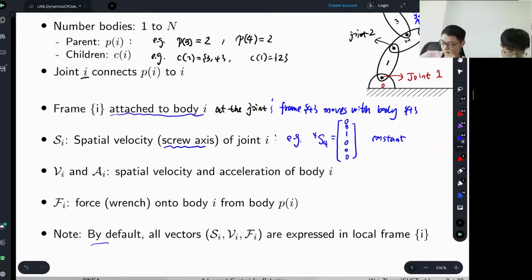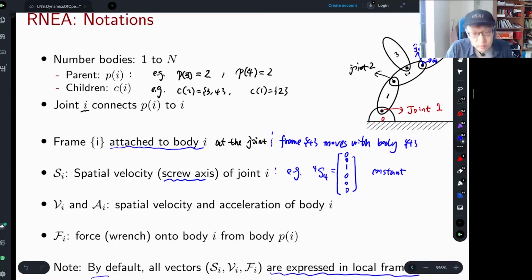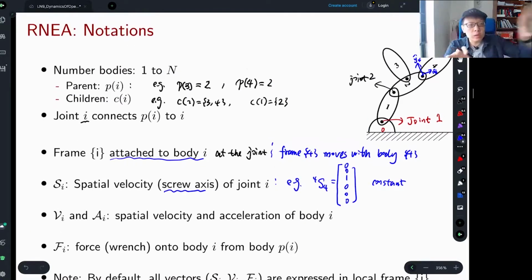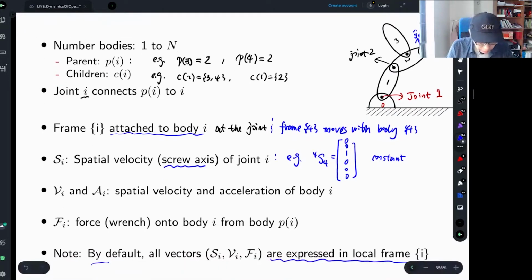By default, all my vectors here are expressed in the local frame. So if I move from body to body and want to add things up, I need to change coordinates. But for now, this is the most convenient setup. And so the spatial velocity and spatial acceleration of each body is this. For example, well, that's what we are trying to compute.